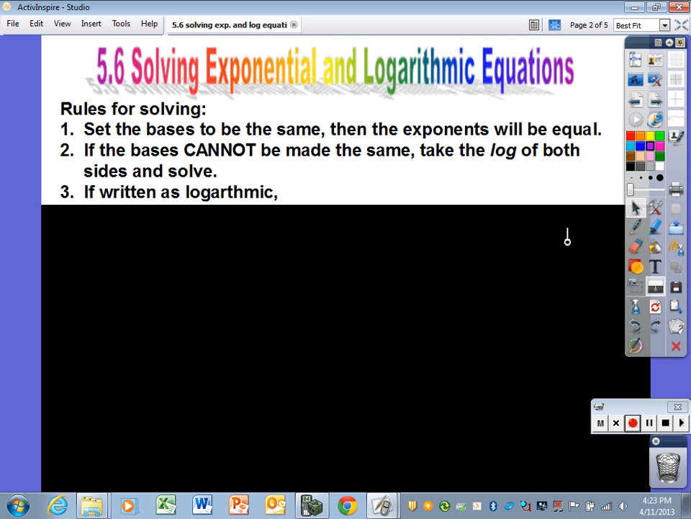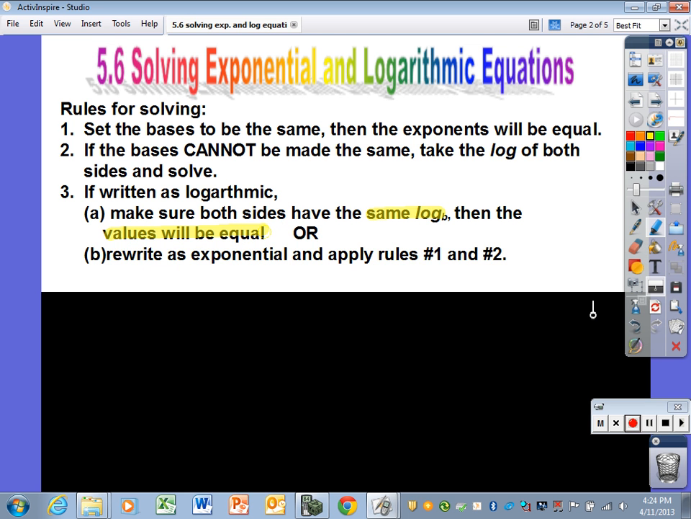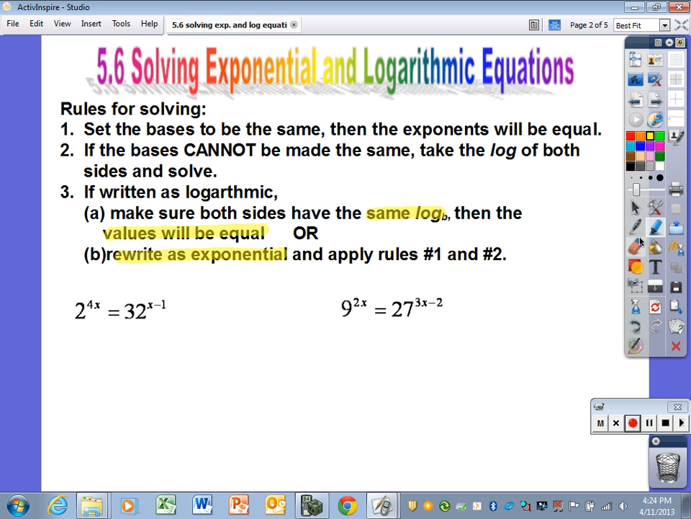But if a function is written as a logarithmic function, you must first make sure it has the same log base on both sides of the equal sign. Then your values should be equal. If you do not have a log on both sides of the equal sign, then you have to rewrite them as exponential and solve as we always have. So let's get started.